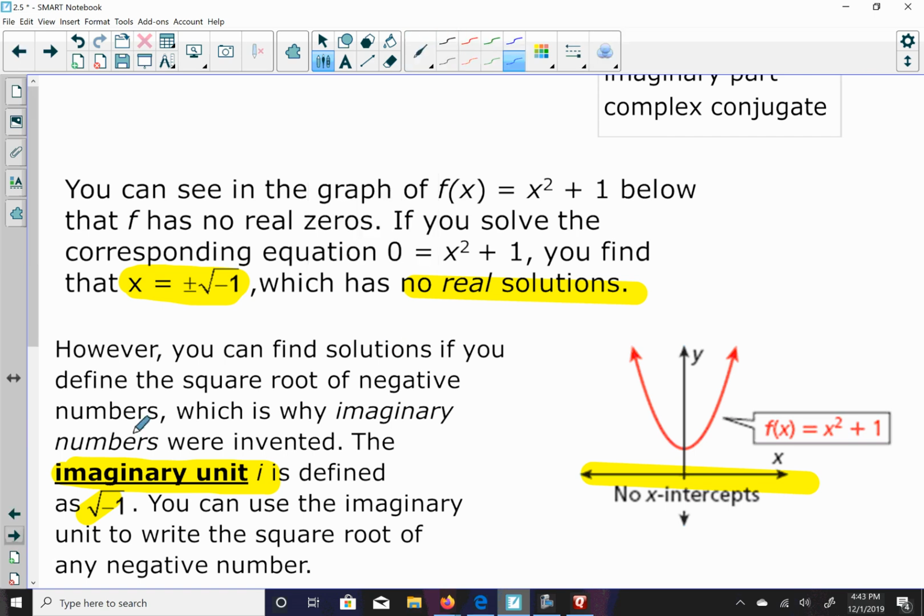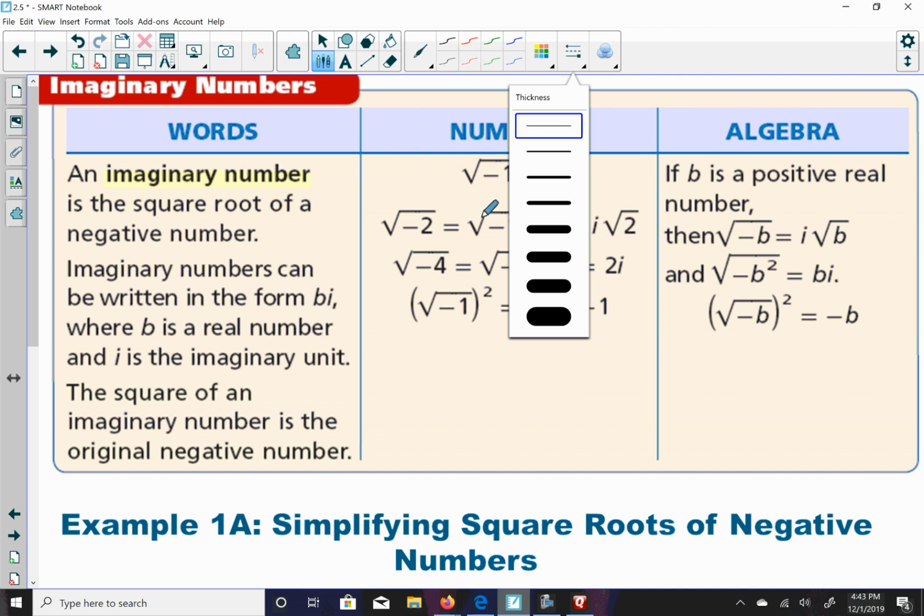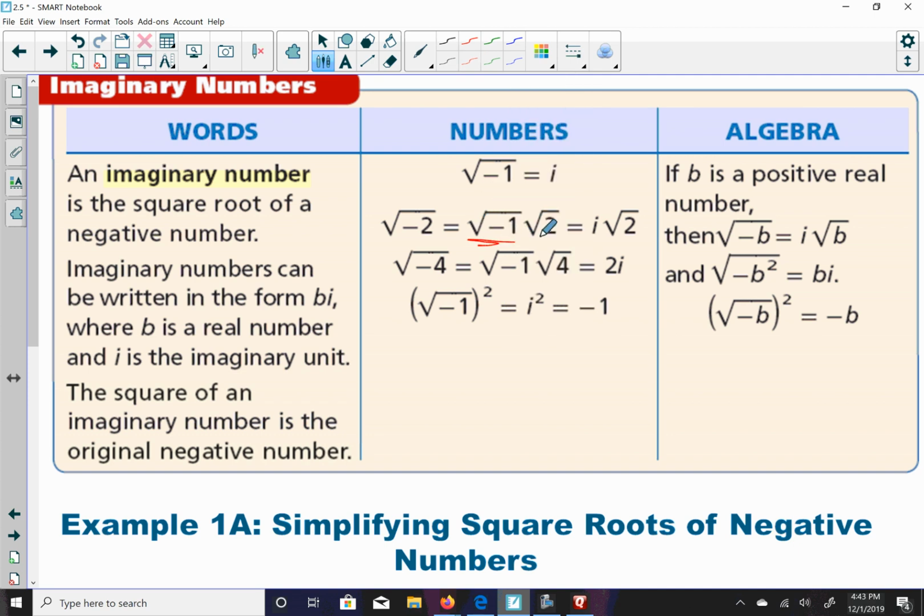If I have the square root of -1, I'm just going to call that i. If I had the square root of -2, I'm going to separate it as the square root of -1 times the square root of 2. The square root of -1 is defined as i, and then I have the square root of 2. If I had the square root of -4, I separate that as the square root of -1 times the square root of 4. The square root of -1 is i, and the square root of 4 is 2.